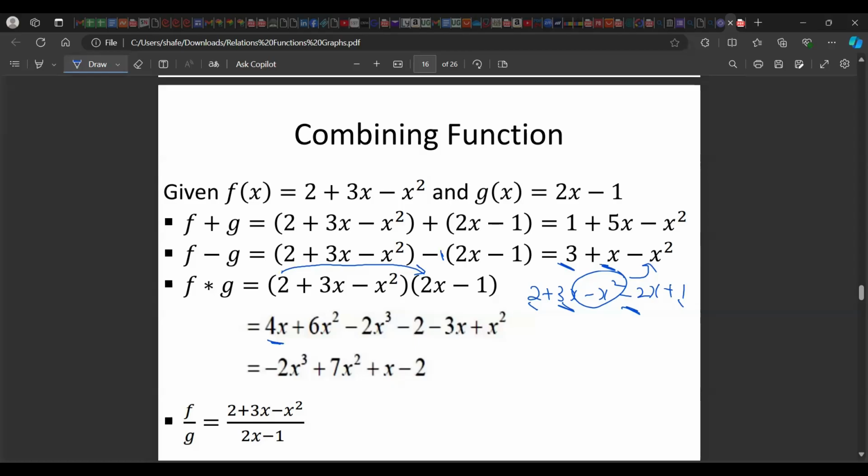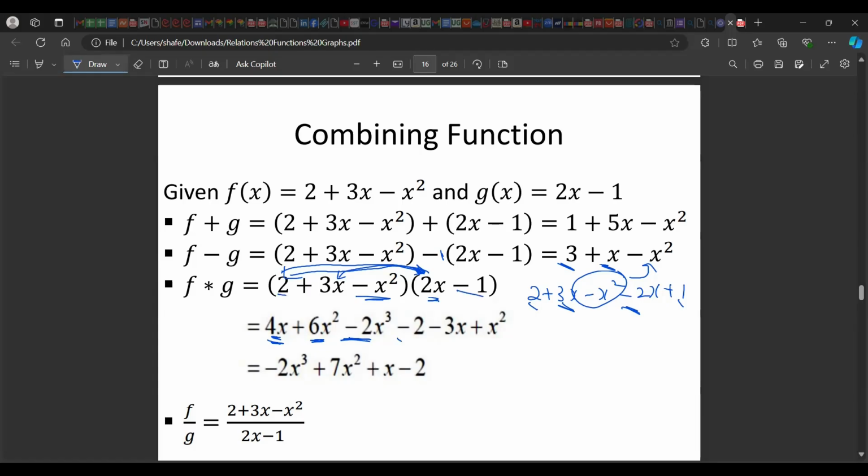Let's multiply this one. 2 multiplied by this 2 gives you the 4x. 2 multiplied by this 3x gives you 6x squared. 2x multiplied by minus x squared gives you minus 2x squared. Then you multiply everything by -1.